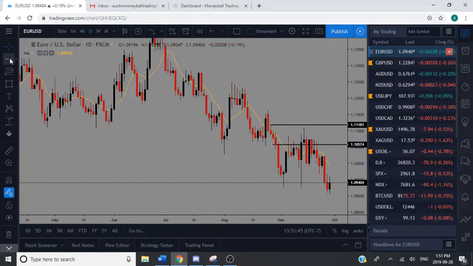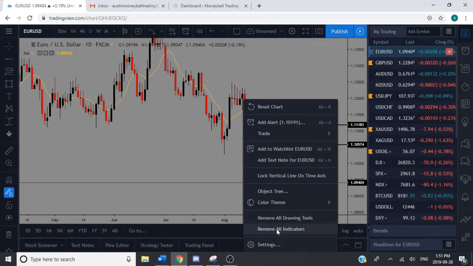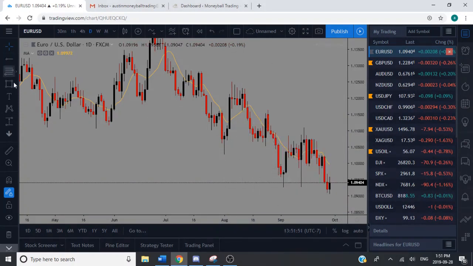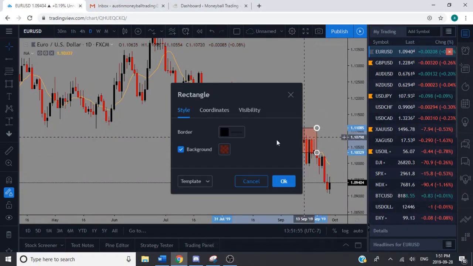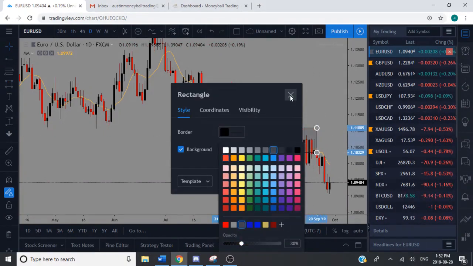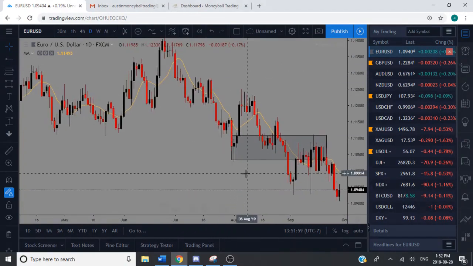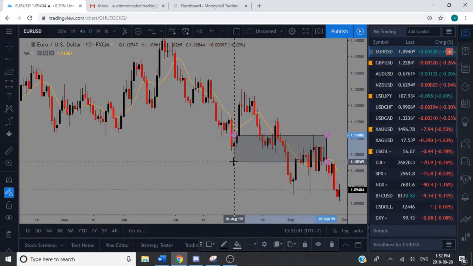As for this opportunity right here, let me just grab the drawing tools. I think this will be better. As for this one right here, hopefully I'm not going too fast, but it's a very easy concept.